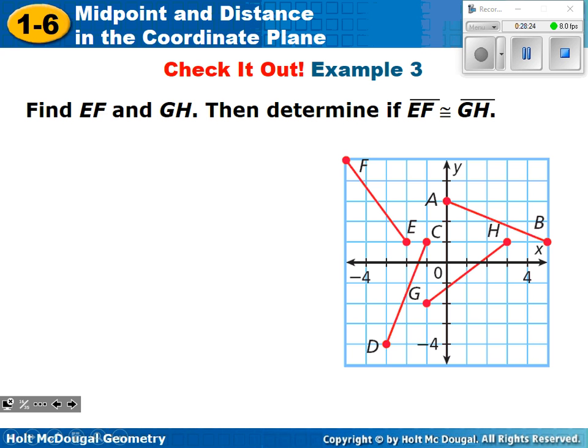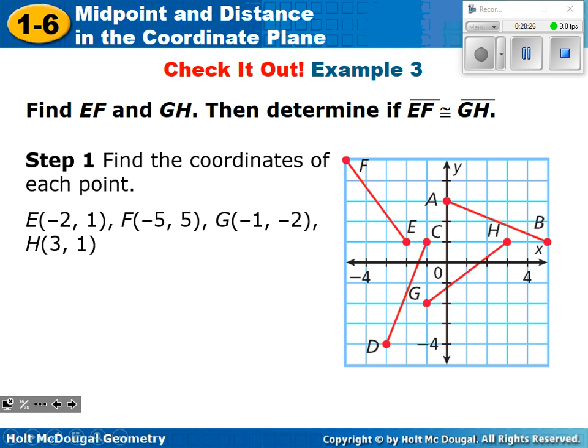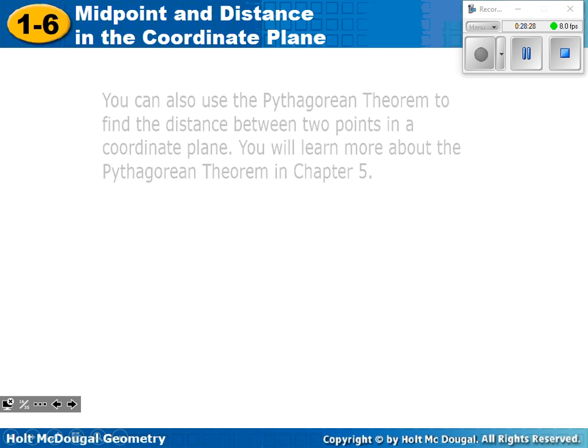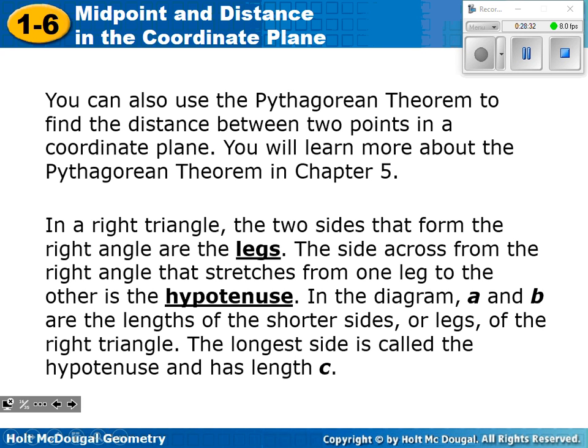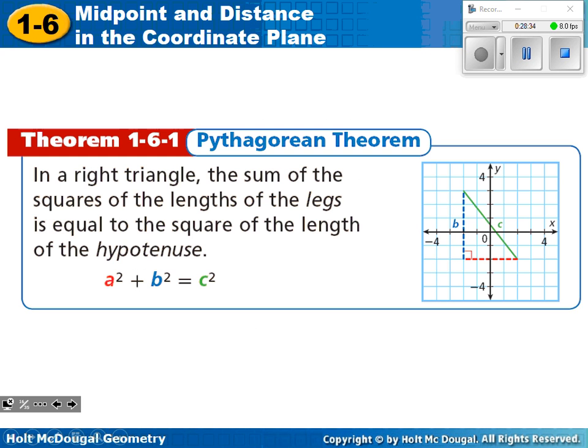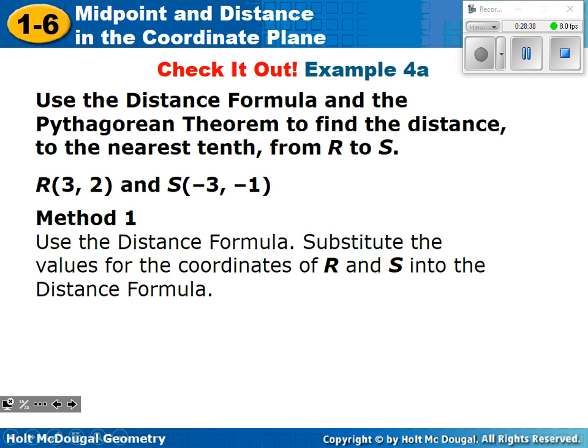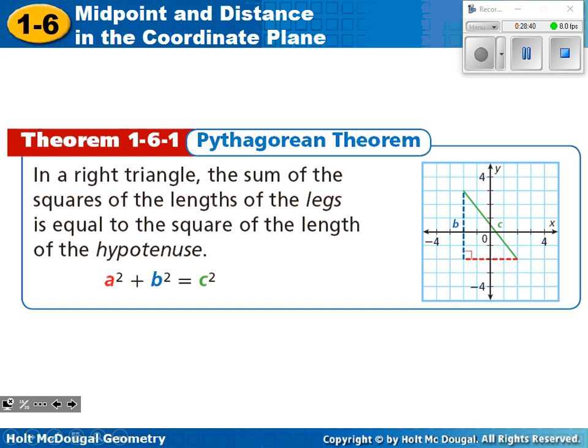Okay, so this example is just exactly the same thing again, so we're not going to do it. It's just find EF, find GH, are they congruent? So we're going to skip that, and we're going to jump right into the Pythagorean theorem, which we've already talked about, and I touched it too many times. Sorry. Maybe it'll go back in just a second.